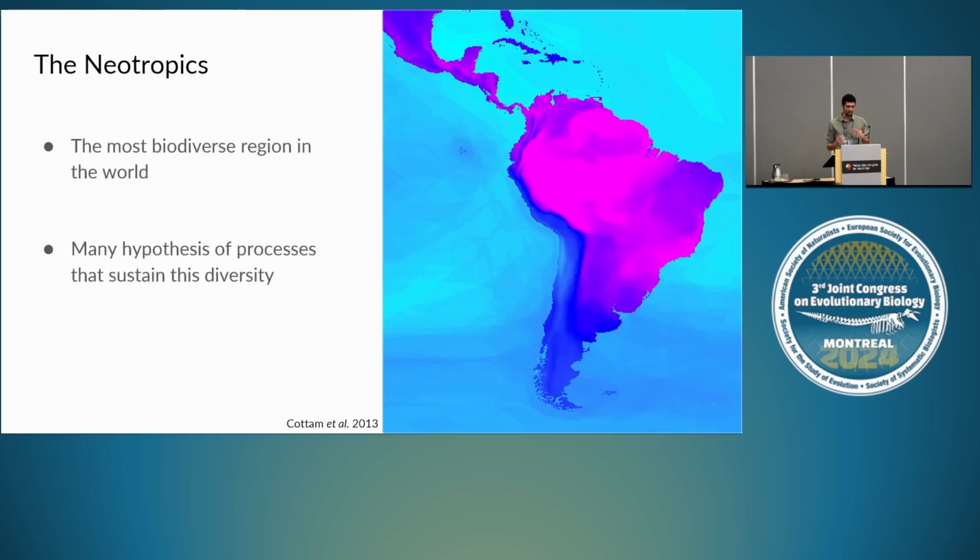When we think about the neotropics, we know that it is the most biodiverse region in the world. For centuries, lots of scientists and naturalists have thought about hypotheses to explain this pattern, but we know that there isn't only a single hypothesis to explain it, and we are going to explore more drivers of diversification inside each of the domains of the neotropics to try to explain this pattern.